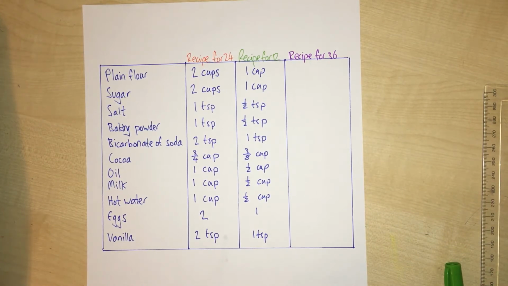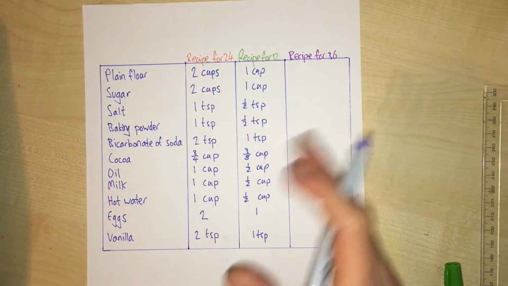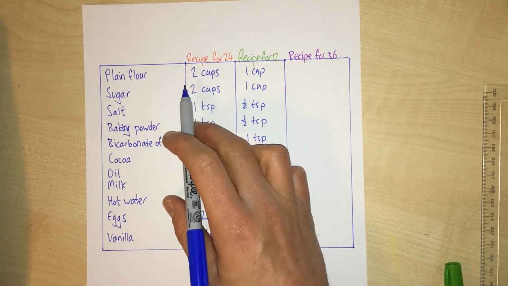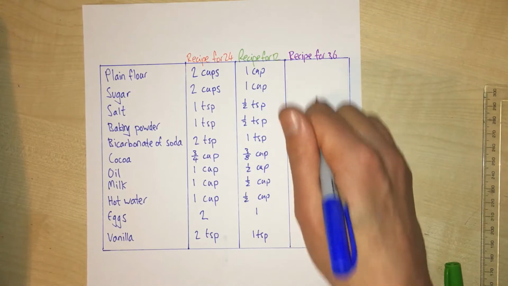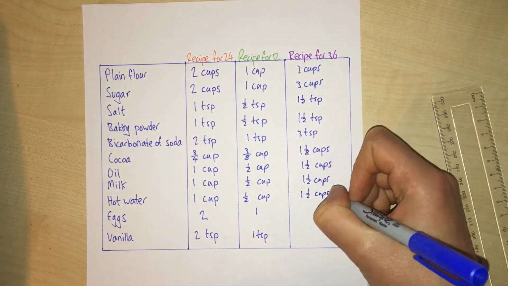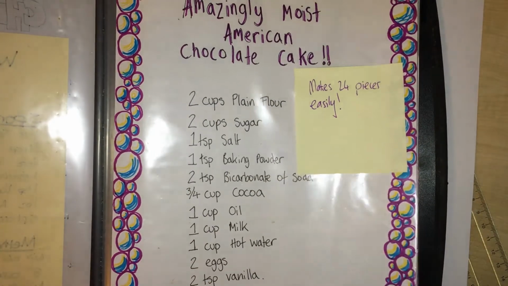Another way to do it would be to divide this recipe by 2 and then multiply it by 3. So 2 cups is 1 cup for 12 and then 3 cups for 36. Let's fill in this recipe. Here we have the recipe for 36 pieces of delicious chocolate cake. Let's find another delicious recipe.